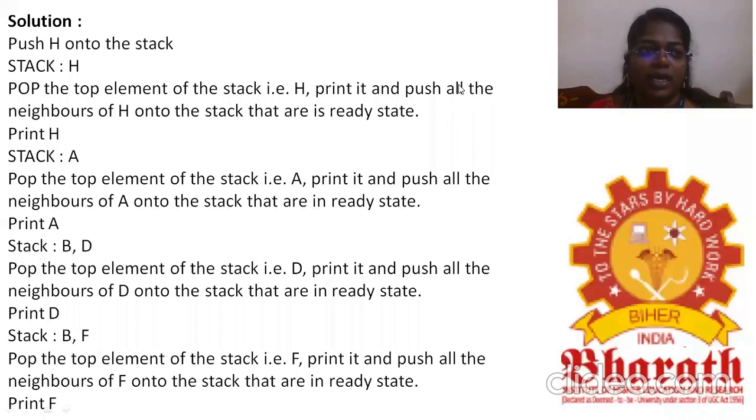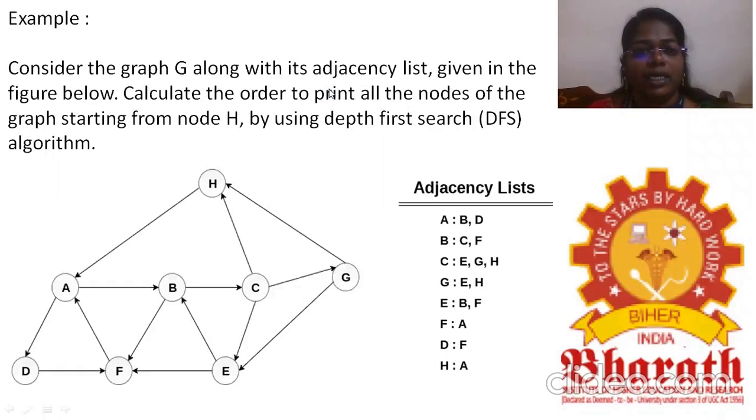I'll tell this once again. Here we are seeing about the depth first search. Initially I told you that we have to check the adjacency list for each and every node in the graph. That we have done already.